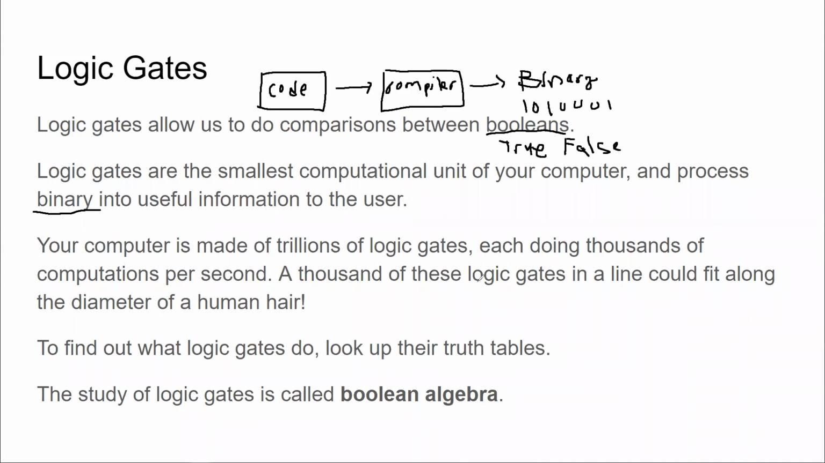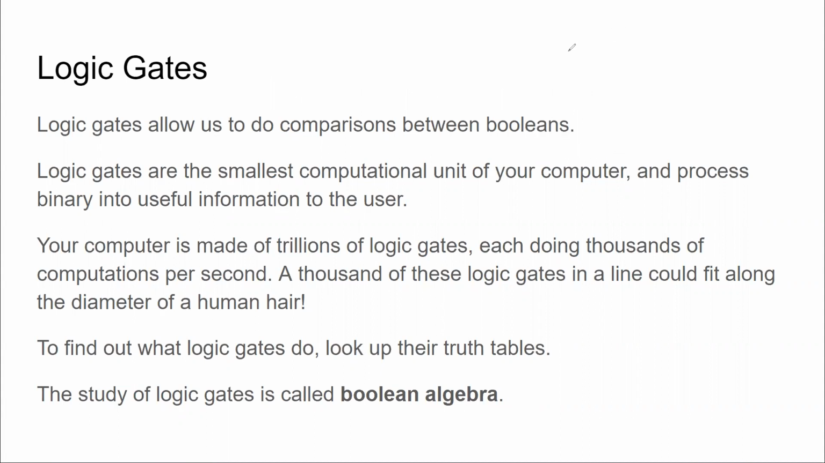Your computer is made of trillions of logic gates, each doing thousands of computations per second. 1,000 of these logic gates in a line could fit along the diameter of a human hair. So basically, it's kind of like a brain. We pretty much made a machine brain, but a very simplified version of it. So define what logic gates do. Look up the truth tables. Okay, so Boolean algebra. That's cool. Let's move on.